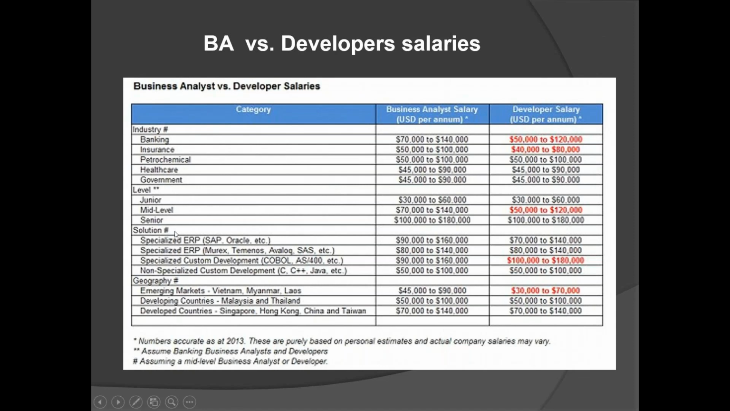In the same way, solution wise, like specialized ERP in SAP Oracle, BA will be getting 90,000 to $160,000 and a developer 70,000 to $140,000. Geography wise, in emerging markets like Vietnam, Myanmar, Laos, BA will be getting 45,000 to $90,000 and a developer 30,000 to $70,000. If you deeply observe and compare, a BA will be getting equal to or more than developers, but not less than developers. That's the reason developers also want to divert their career to BA.